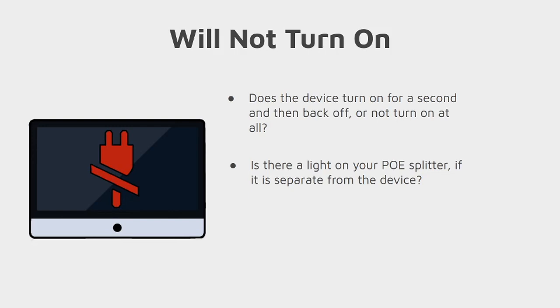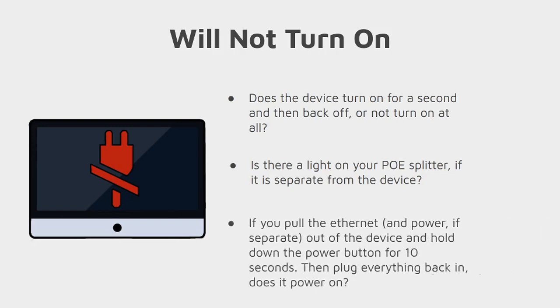Another thing you can do for a quick test is to pull all the cables out of your POE device, hold down your power button for 10 seconds, plug everything back in, and see if you can get it to work at that point. What this is going to do is clear out every capacitor inside the device. It's going to basically start you back at square one. And you'd be surprised, something so simple, how many problems that'll actually fix.